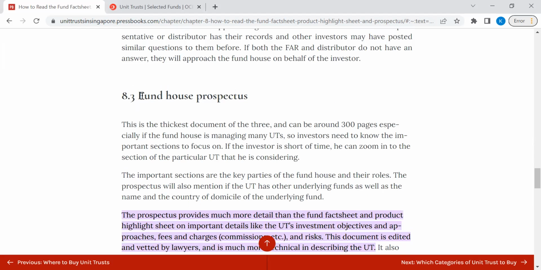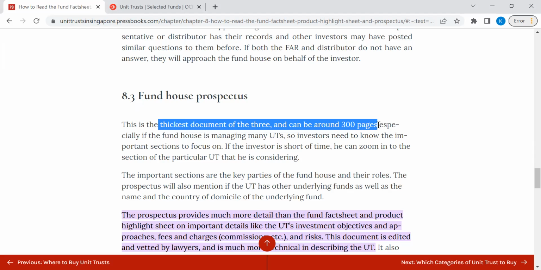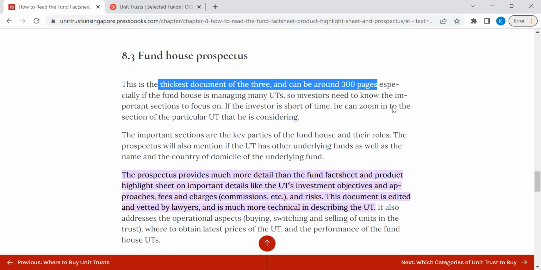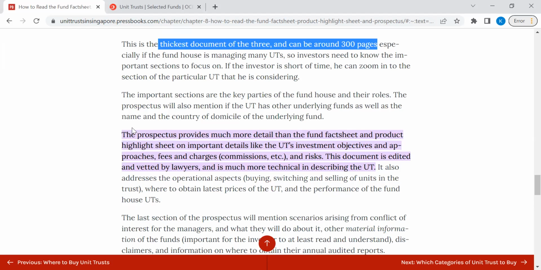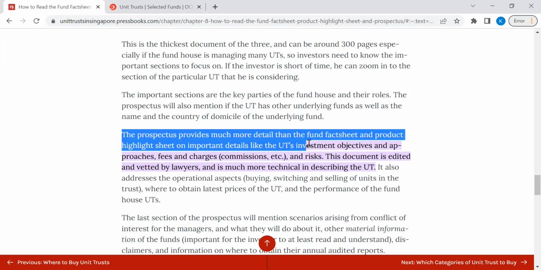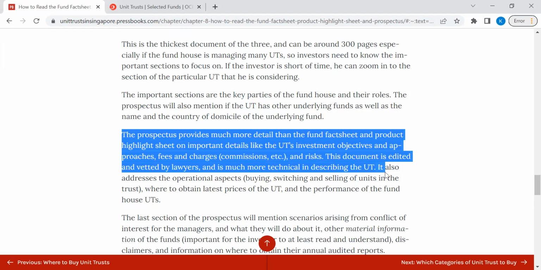Then the next is the prospectus. You can see here, this is the thickest document, which can be 300 pages. It covers everything with a lot more details and references. The prospectus provides much more detail than the fund fact sheet and product highlight sheet on important details like the investment objective, approaches, fees, charges and risks. The document is edited and vetted by lawyers, so it's much more technical in describing the unit trust. This is more used by people who really have a lot of time to understand it more in depth.